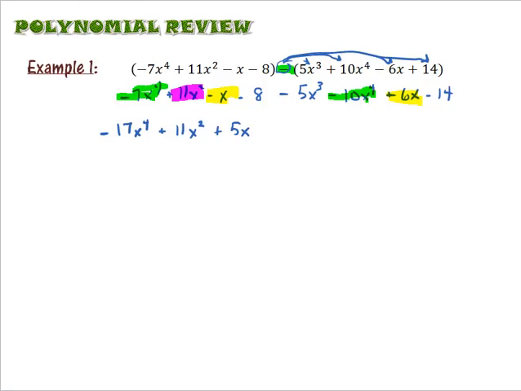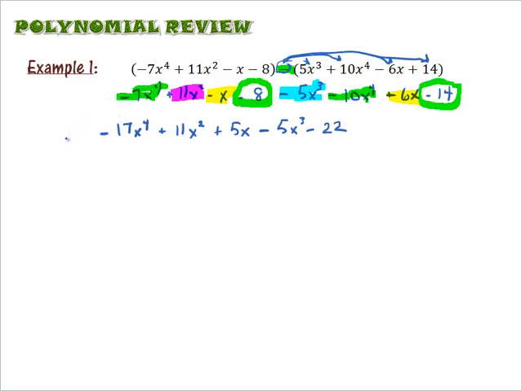Then I'm going to do the next one with the variable in it, so negative 5x to the cubed. There's nothing that goes with that one, so I'm just going to put negative 5x cubed. And then the last part, negative 8 and negative 14. Those don't have variables in them, so I'm just going to combine those together and get negative 22. So there's my polynomials added together.